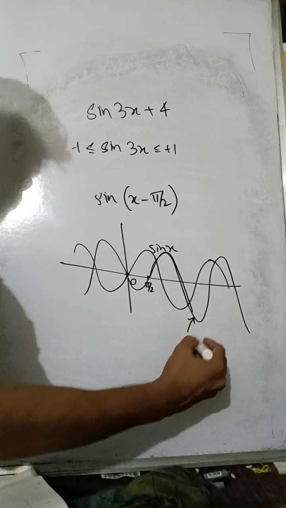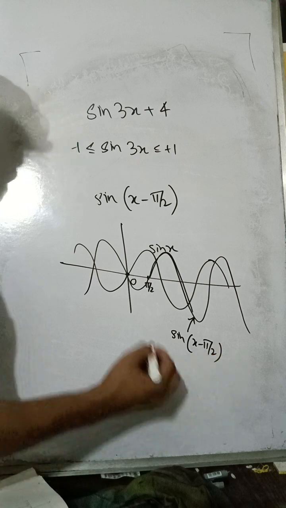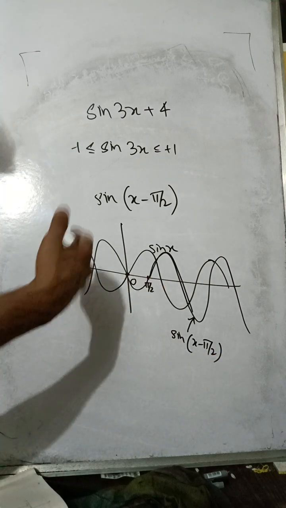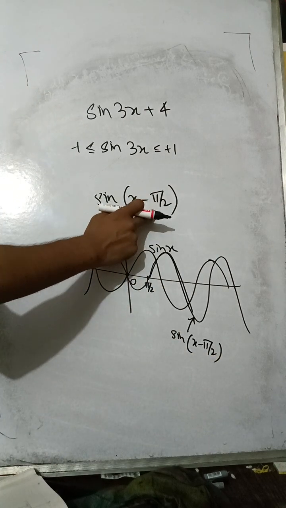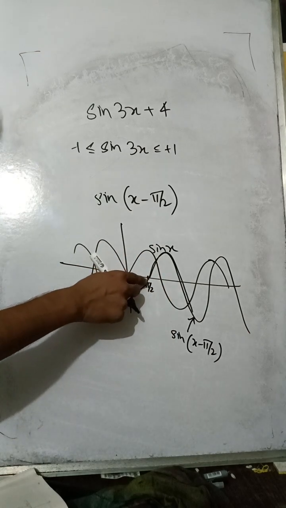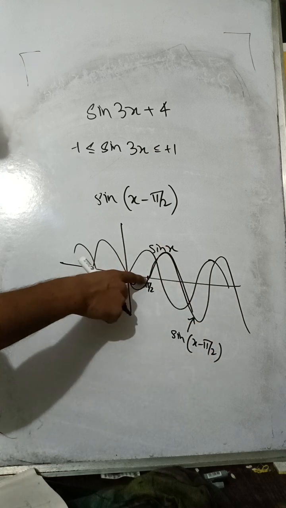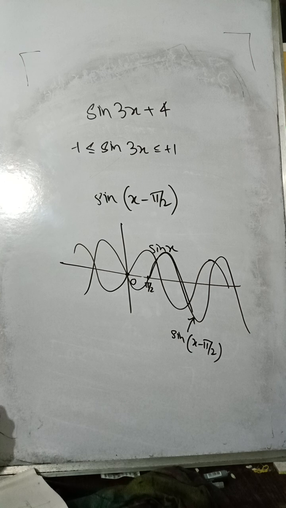I know I have messed up the drawing, but I hope you understand. This new thing, this origin will shift on the right hand side. Since you are subtracting something, the new origin will be this pi by 2. This sine x minus pi by 2 will start from pi by 2.